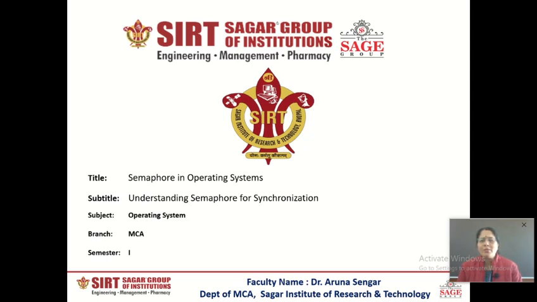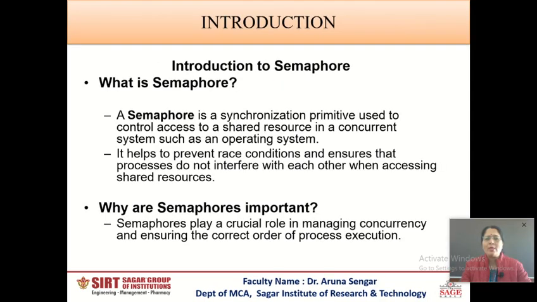Process synchronization means that a processor has to run multiple processes at a time. So the operating system has to manage all the processes so that they can run properly and do not interfere with each other. For that purpose, process synchronization is required. For doing this process synchronization, the semaphore technique is used. In operating system, semaphore is the most important technique with the help of which the operating system can synchronize processes.